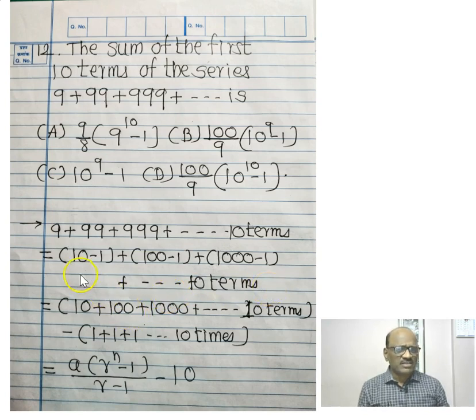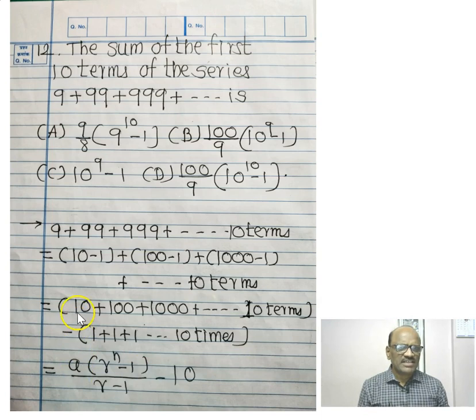Now what's happening here? This is 10, 100, 1000 in one bracket up to the 10 terms. And what is everywhere? There is a minus 1 and minus 1 and minus 1. It is repeated 10 times. Now again, here is 10, 100, 1000. This is a geometric progression. And what is its formula? That is A in bracket R raised to n minus 1 upon R minus 1, and 1 plus 1 plus up to 10 times, that is nothing but 10.